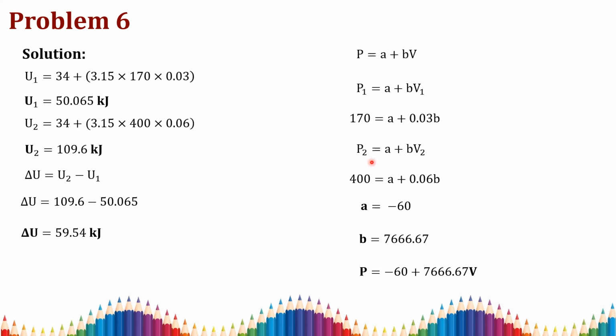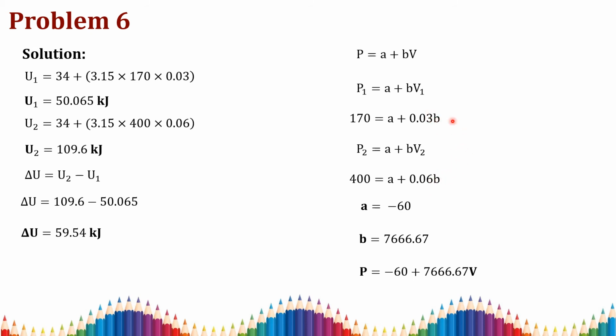You can get P2 is equal to A plus B into V2. So from the given data, P2 is 400 kilopascal, which is equal to A plus 0.06 into B. So this 0.06 is the final volume V2, that is 0.06 meter cube. By solving these two simple linear equations, you can obtain A and B.